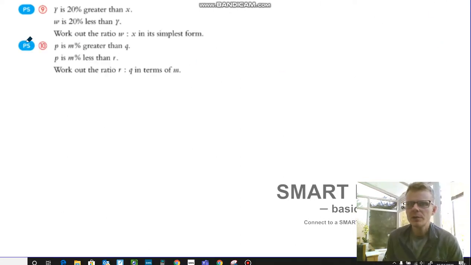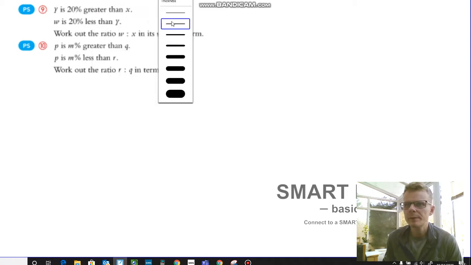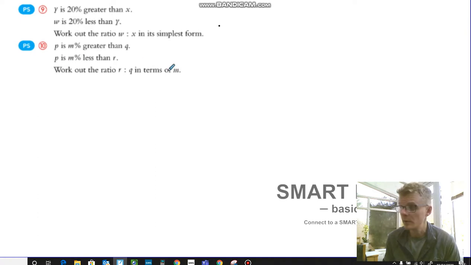Okay then, so for question 10, we do it ever so slightly differently, just by jumping out a few steps. Hopefully you got the answer right after watching the first one. So this time we can't multiply by a decimal because we've got m. We can't call it 1.m or something like that, it doesn't really make any sense.